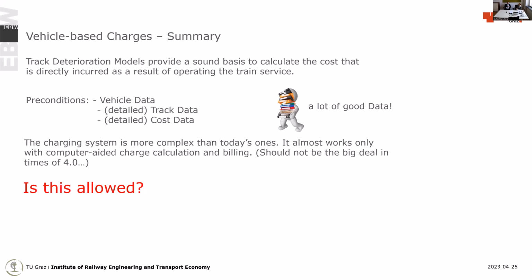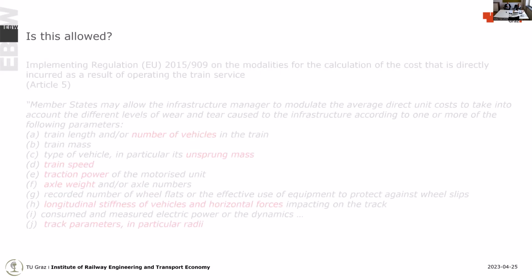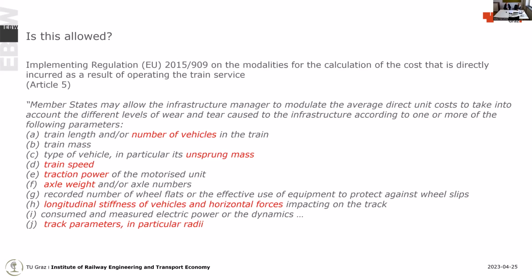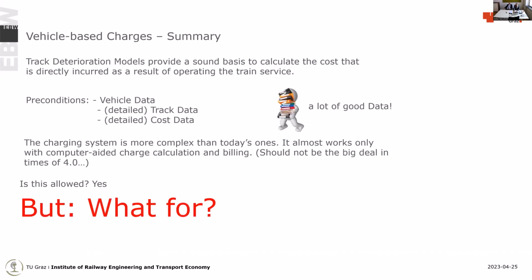One big topic whenever we talk about that is: is this allowed? Allowed is everything that is covered by legislation. And if we look into the implementing regulation, we have an article that covers exactly those different things. So the member states may allow the infrastructure manager to modulate the direct costs, taking into account, and then there is the list: the number of vehicles, train mass, the unsprung mass, train speed. So you are allowed to use those different aspects. So yes, it is allowed. This is not the issue.